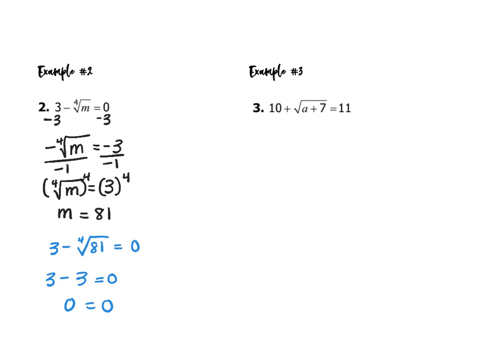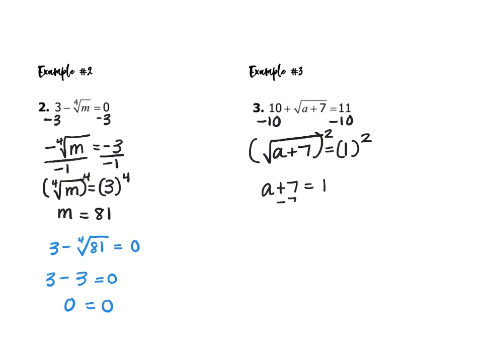So looking at number 3, I need to subtract 10 from both sides, and I get the square root of a plus 7 equals 1. I'm going to square both sides. So I get a plus 7 equals 1. Subtract 7, and a equals negative 6.